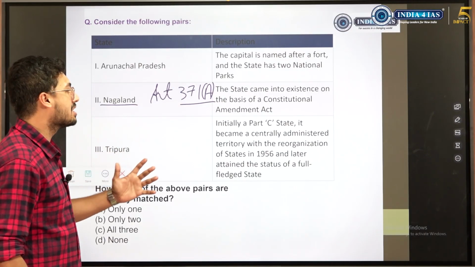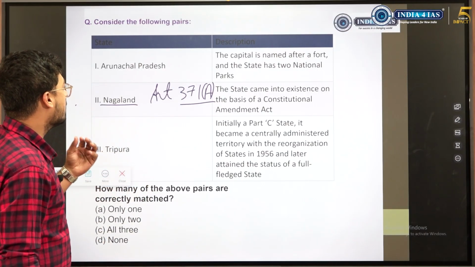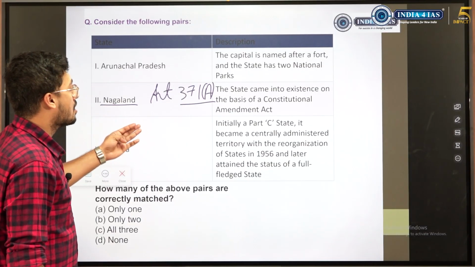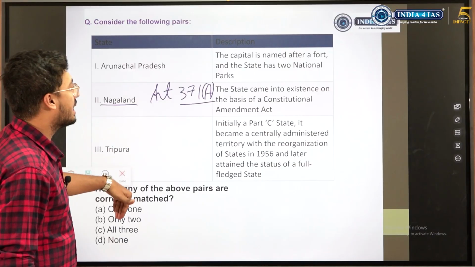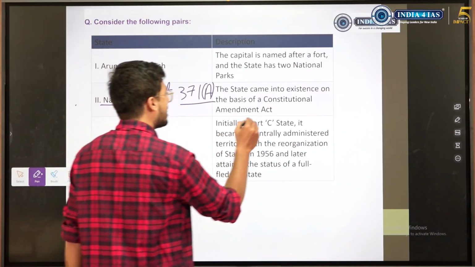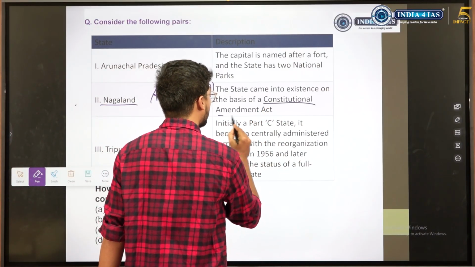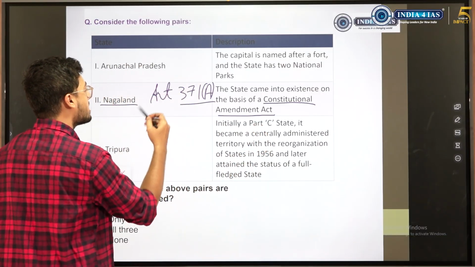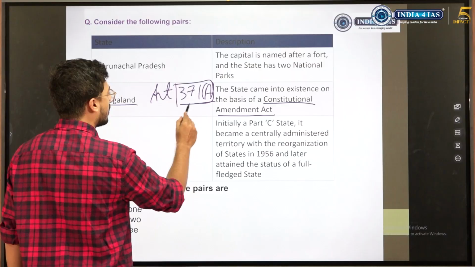Society, because of the British influence. And in that sense we can think that yes, Nagaland might have been given certain special provisions so that it agrees to join the Indian Union. So the state came into existence on the basis of a Constitutional Amendment Act. It did come into existence because of a Constitutional Amendment Act which added Article 371.